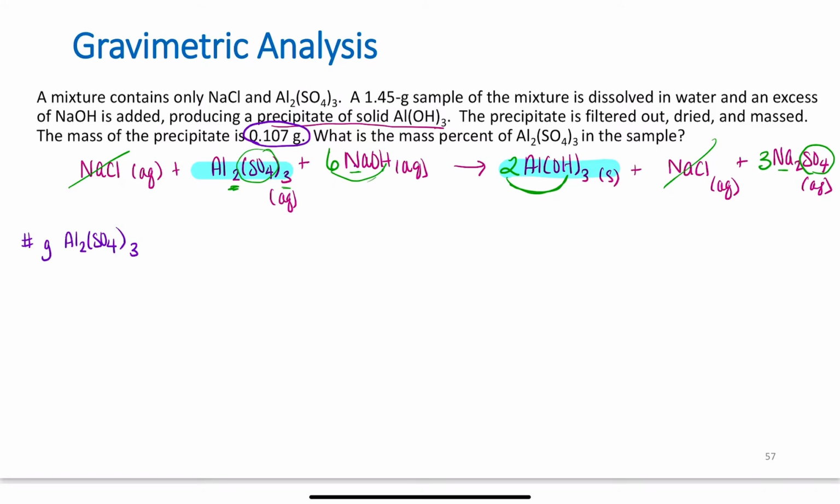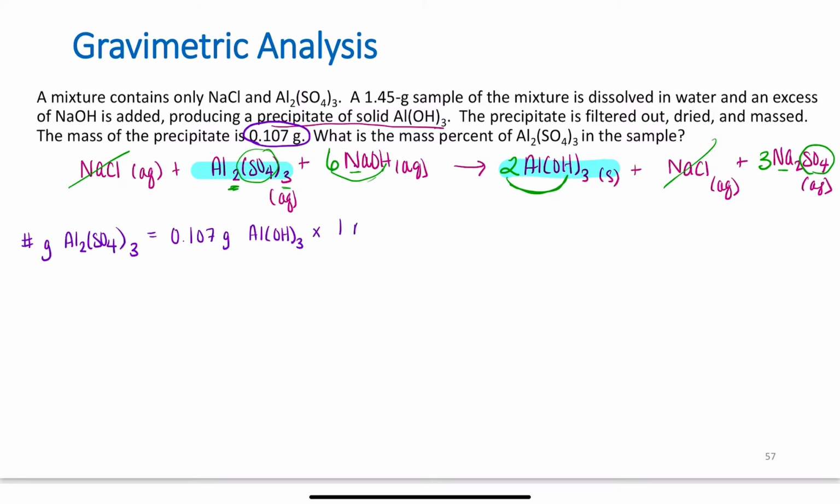So if I know how much aluminum hydroxide I made, I can use that to determine how much aluminum sulfate must have been present to produce that much aluminum hydroxide. And I'm going to do this through stoichiometry, which is done through a balanced equation. I write down what I want to know first, and then I write down what I'm given. I'm told that I isolated 0.107 grams of aluminum hydroxide. Now I need to figure out how to get back to grams of aluminum sulfate because I want the mass percent. So I need the grams of aluminum sulfate in the original sample.